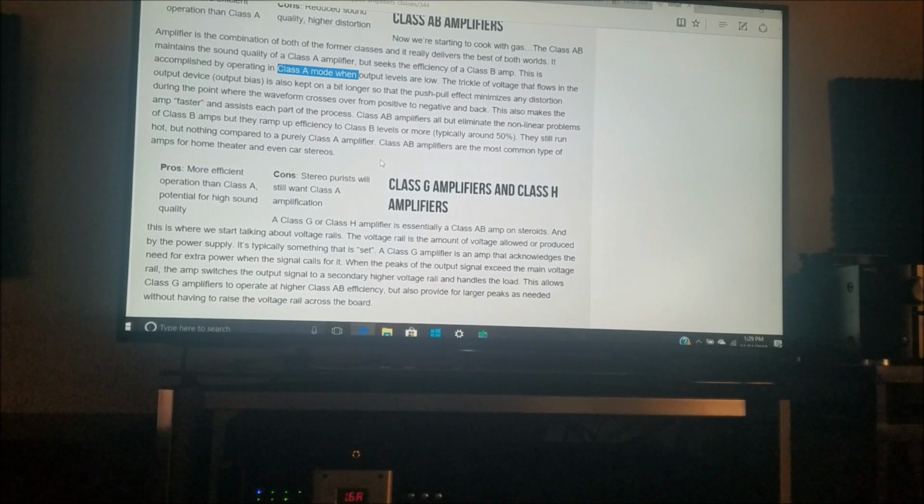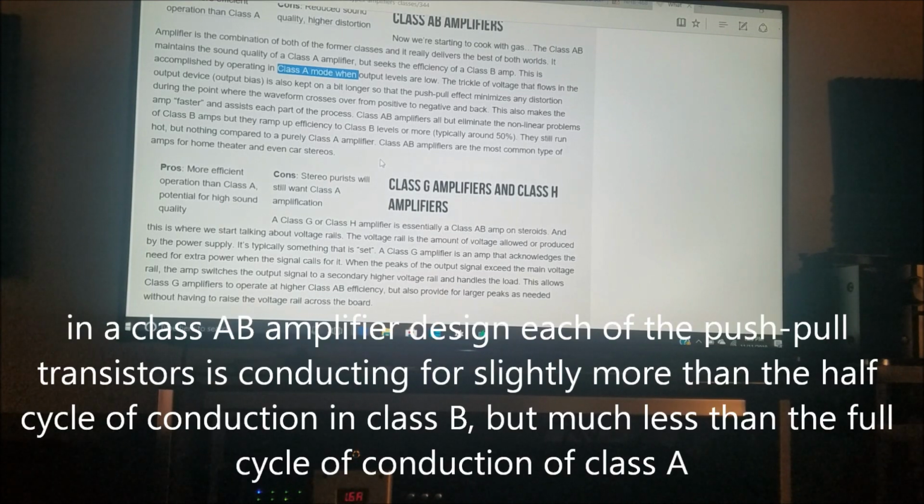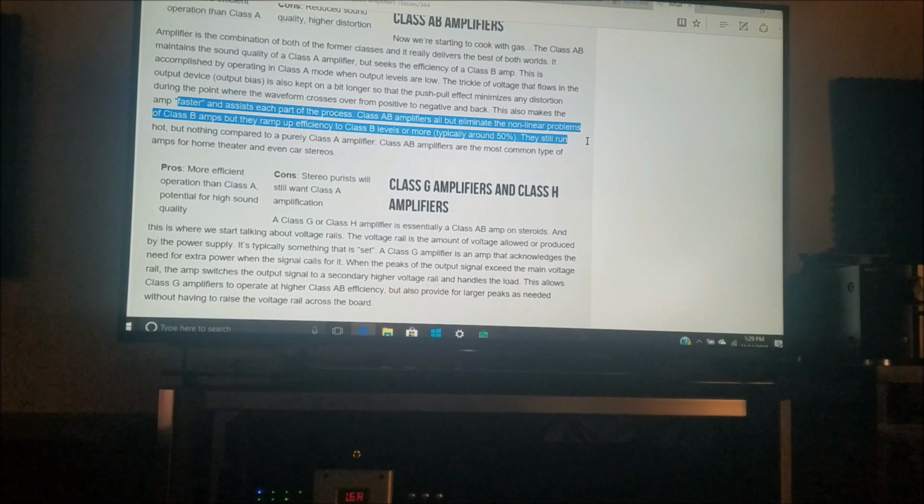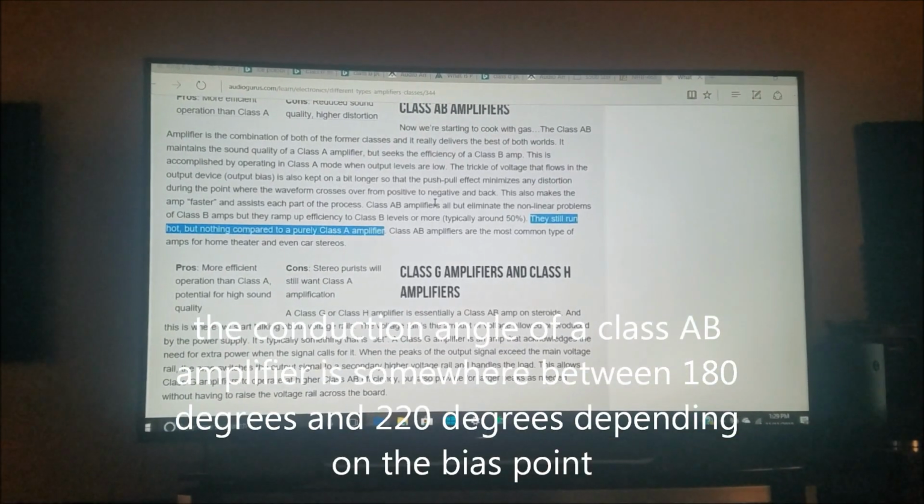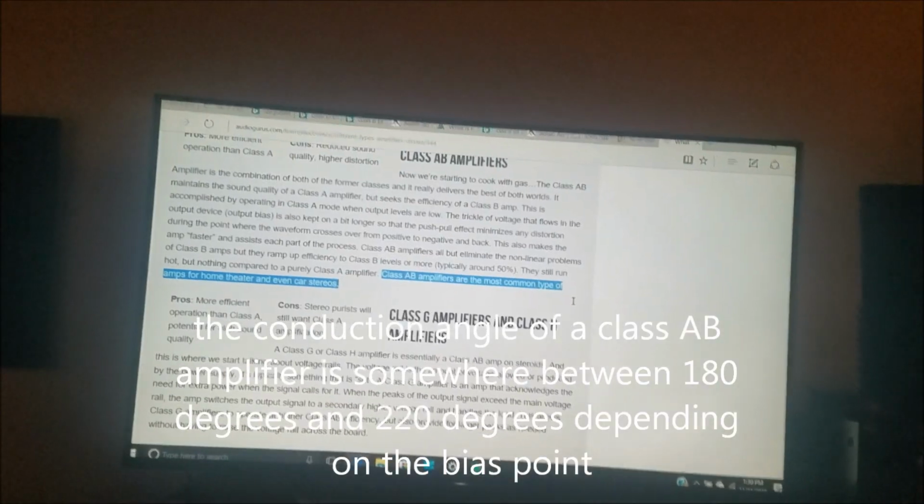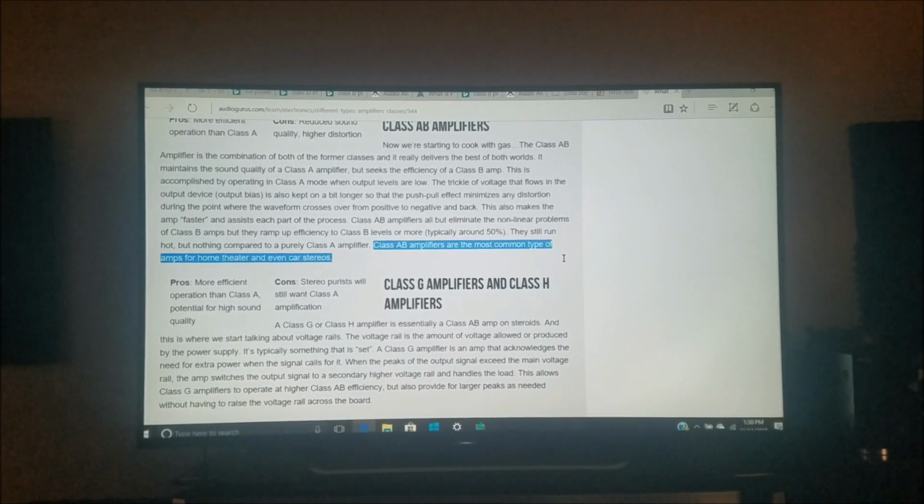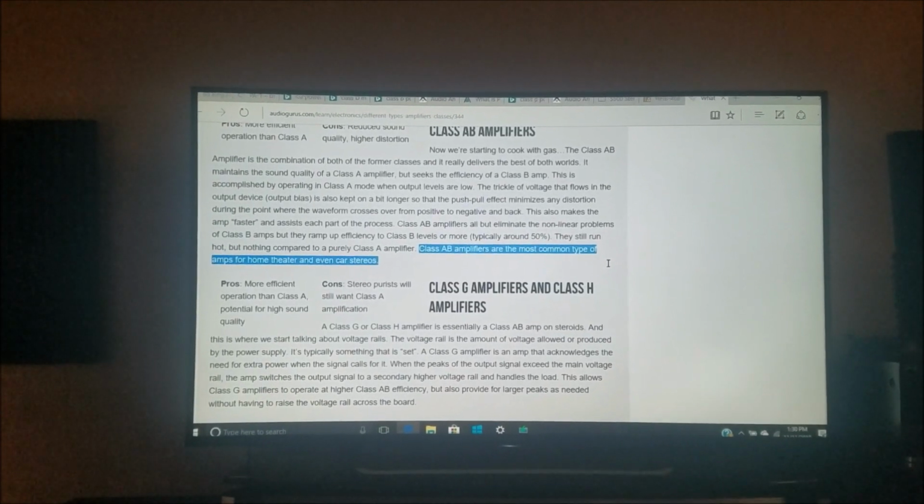So the trickle of voltage that flows in the output device, and technically they're still biased, is kept on for longer, so the push-pull effect minimizes any distortion at the point where they cross over the waveform from positive to negative and back. So Class AB amps all but eliminate the non-linear problems of Class B amps, and they also ramp up the efficiency to Class B levels or more, typically around half. They still run hot, but nowhere near like a Class A will run. And well, in case you were wondering, yes, Class AB amps are the most common type of power amp you're going to see in home theater and home audio.